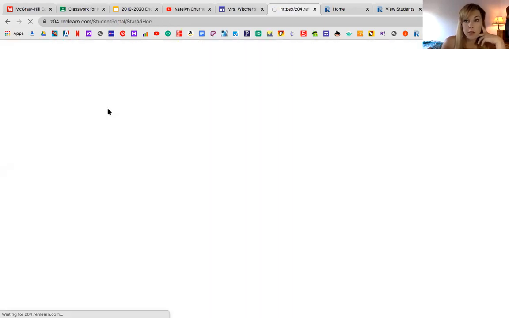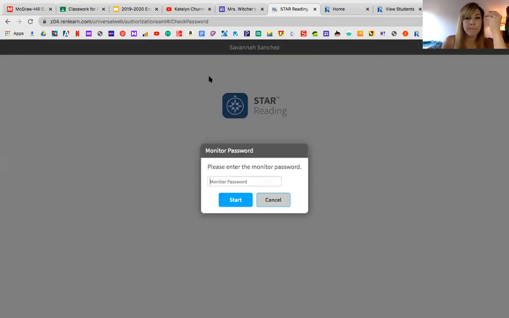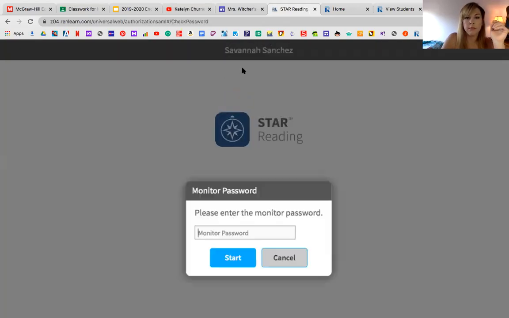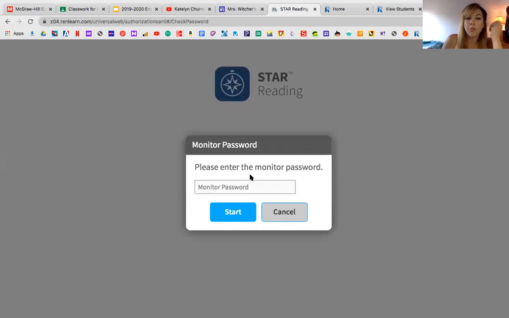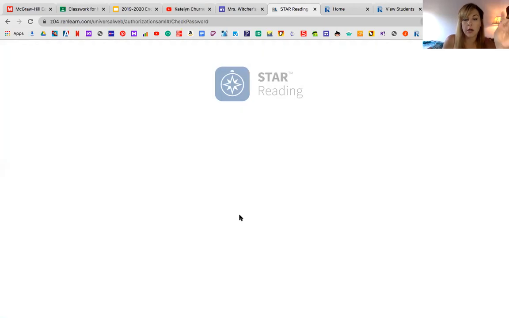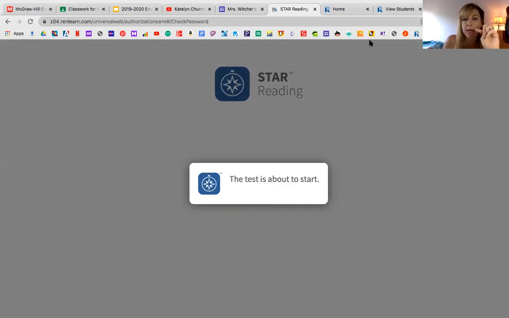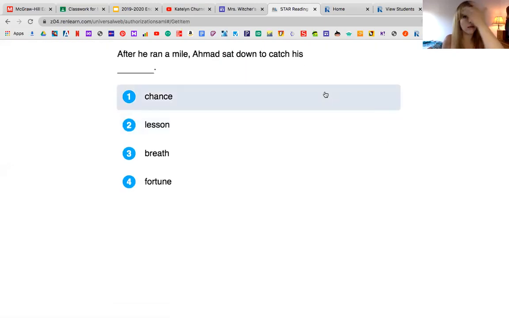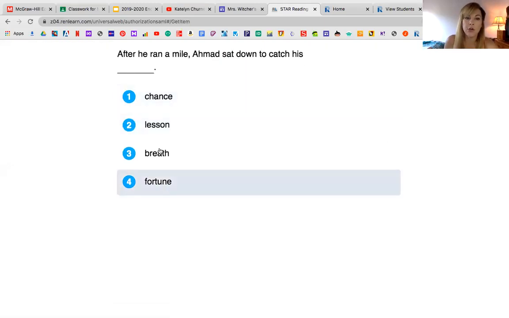And then it is going to ask you guys for the passcode. Let's see. Okay, so please enter the monitor password. So you're going to type in 123 and you're going to click start. Now, please be careful. It's going to ask you to save the password. For this part, you're going to say no thanks because I don't want it to save that number. Okay. What's going to happen? It's going to give you questions and your answers. Same thing what we've always done. But yeah, that's pretty much it for the whole STAR Reading test.